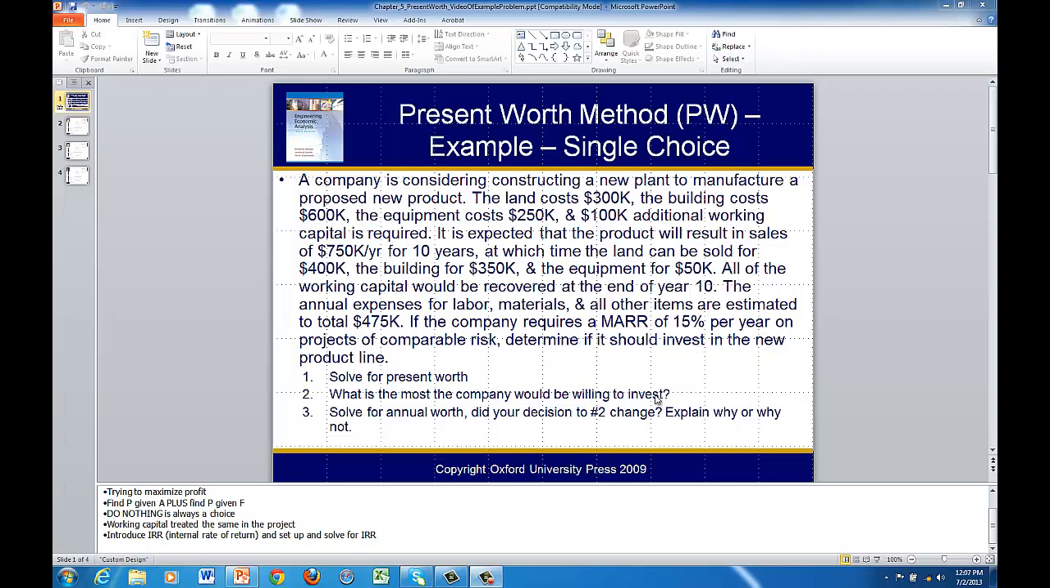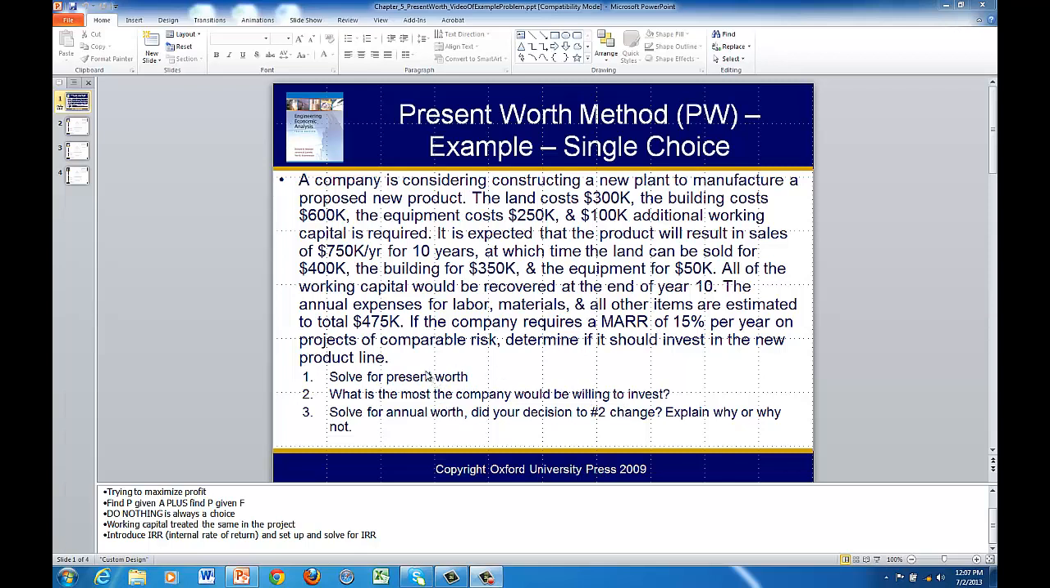And we found that we would be willing to invest $352,000 more than our initial investments, because that's how positive our present worth was. Then we also solved for annual worth, which is another measure of profitability, and we saw that the annual worth was positive, was $70,000 a year. So again, annual worth is positive. That tells us that we're making more than the minimum accepted rate of return, and therefore we would be willing to go forward with the project.